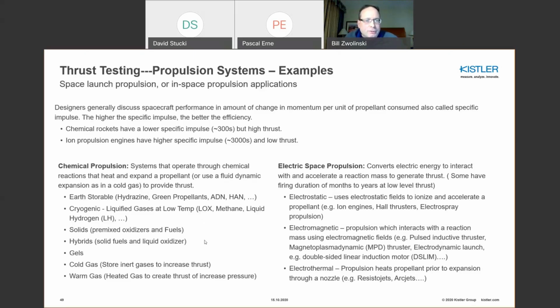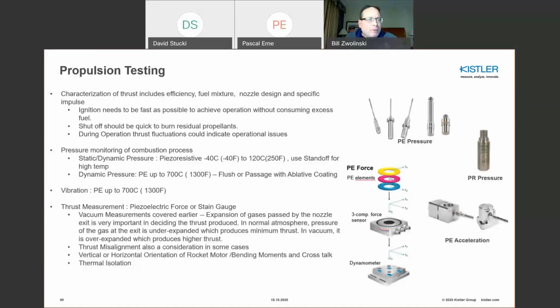Obviously, piezoelectric solutions have some benefits. Strain gauge solutions have benefits. So it's good to understand the technologies as well. With propulsion testing, you're going to have the requirement for thrust measurement. As I said, it might be a piezoelectric force or strain, but also you want to characterize thrust. It could be a static and dynamic pressure measurement, as well as high temperature dynamic pressure measurement to measure the combustion process. And then vibration measurement might also be a requirement on the propulsion test stand.